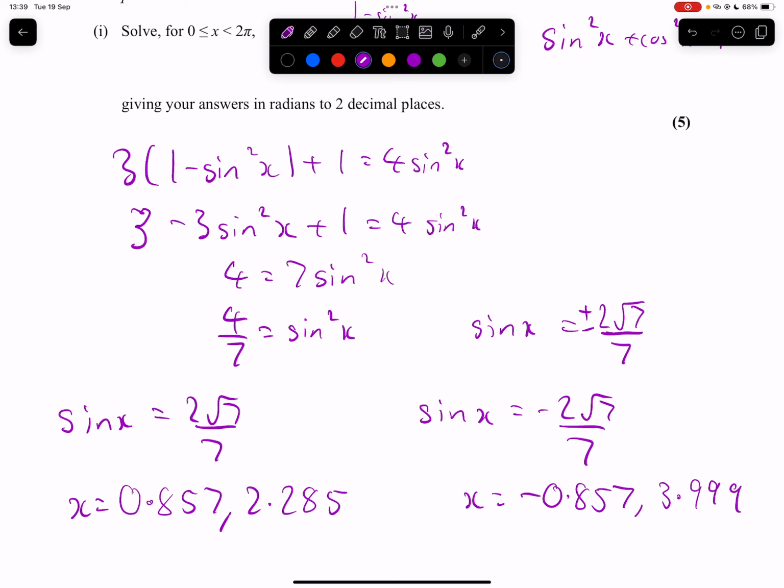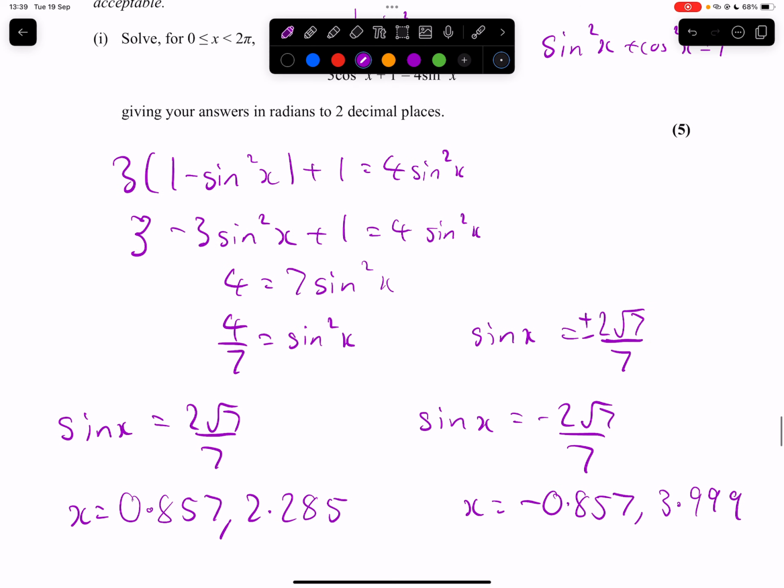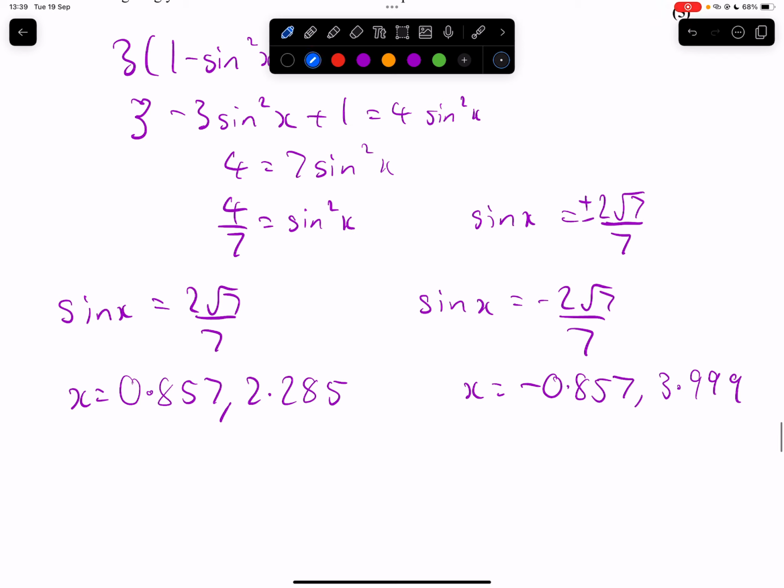Now, because I've got one of my solutions that's negative, I have a sneaking suspicion that we don't have all of the solutions from 0 to 2 pi. So if you remember, to get more solutions, you add 360 degrees and take away 360 degrees from your initial solutions. So if we do that with negative 0.857 and we add 2 pi, we do get something still within the range, which is 5.426. So this one was not in the range and that one is.